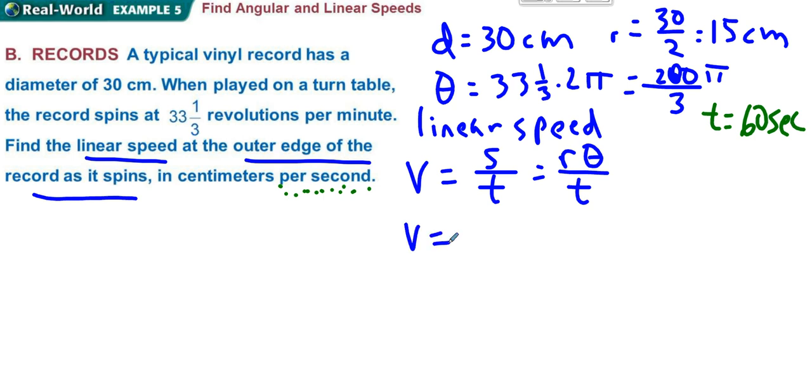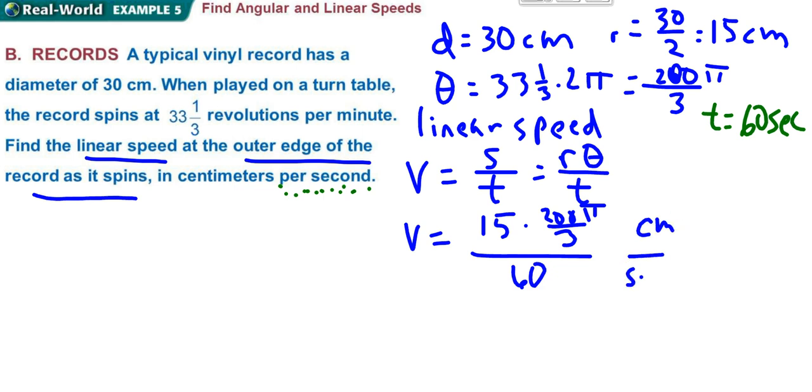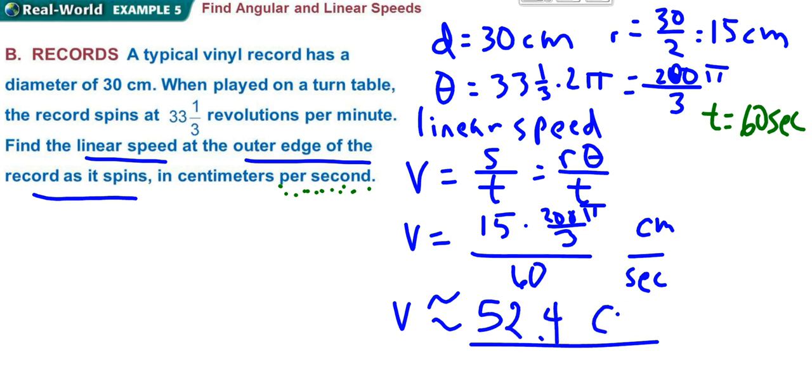So v equals r, which is 15 times theta, which is our 200 pi over 3, all divided by 60, and that is going to be in centimeters and seconds. So that's going to be in centimeters per second. If you want to take a minute, pause this, do that calculation, you can. And then I'm just going to give the answer. It's 52.4 centimeters per second for that one.